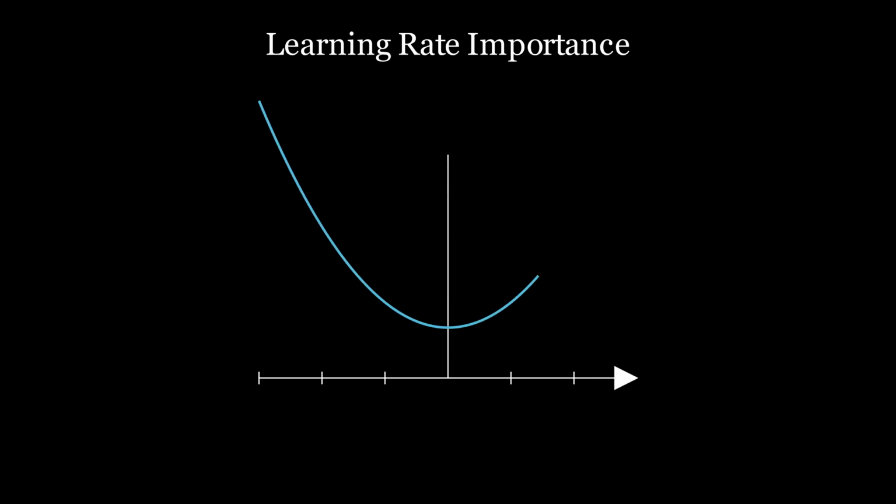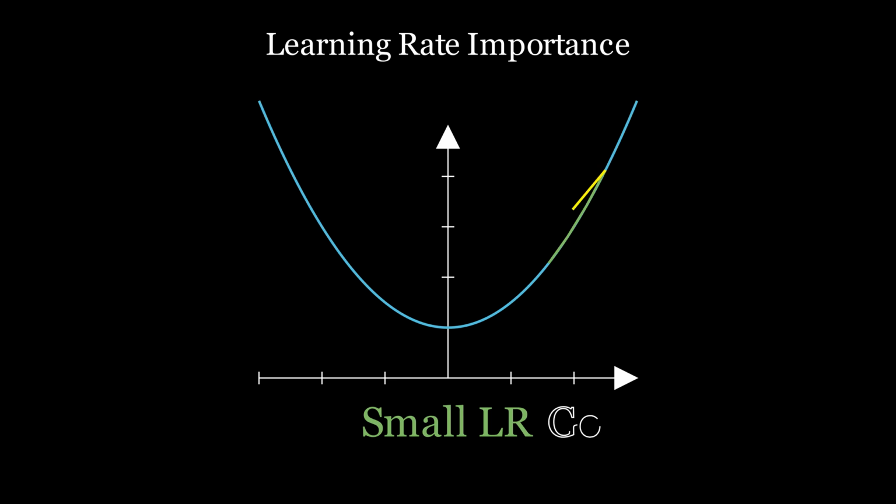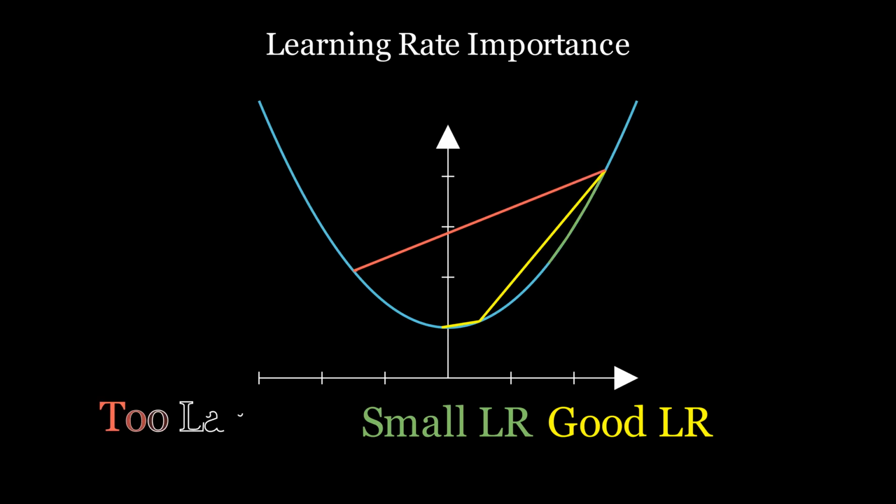The learning rate alpha is a crucial hyperparameter. Too small, and learning is slow. Too large, and we may overshoot the minimum. With a small learning rate, convergence is slow but stable. The algorithm takes many small steps toward the minimum. With a moderate learning rate, we reach the minimum efficiently in just a few steps. With too large a learning rate, the algorithm may oscillate or even diverge, never reaching the minimum.